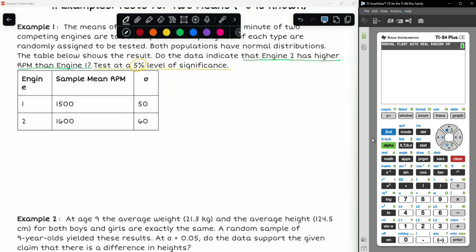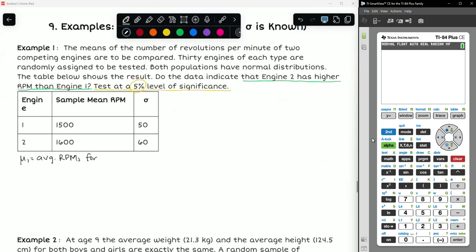So let's start the process. Mu1 is the average RPMs for engine 1. And mu2 is the average RPMs for engine 2, sorry.